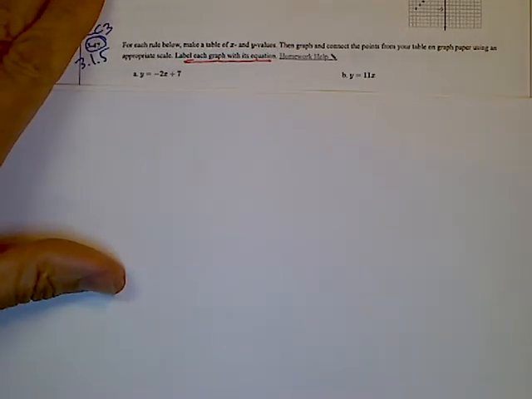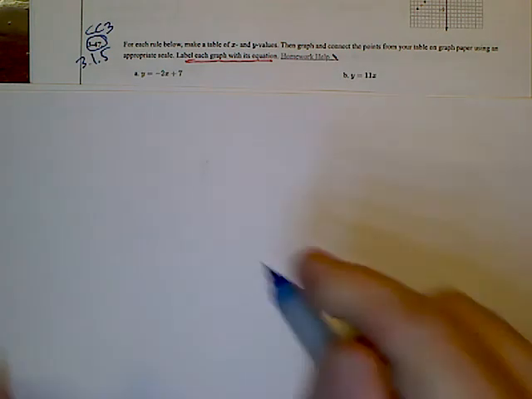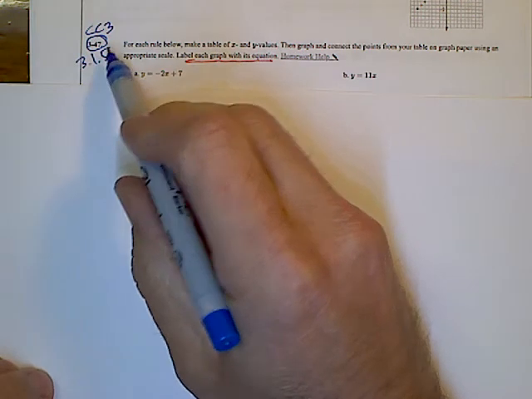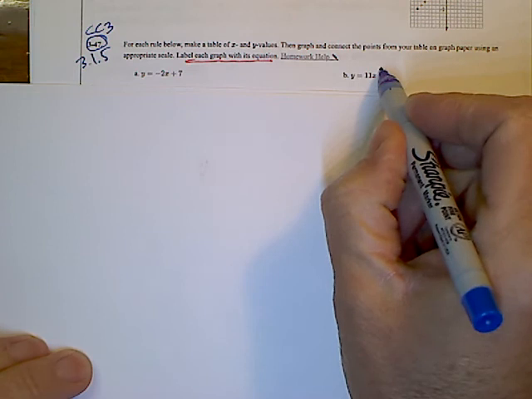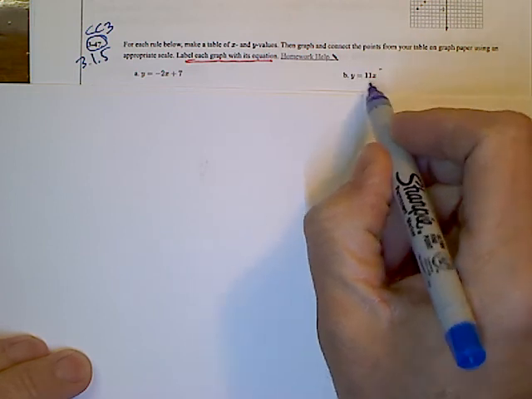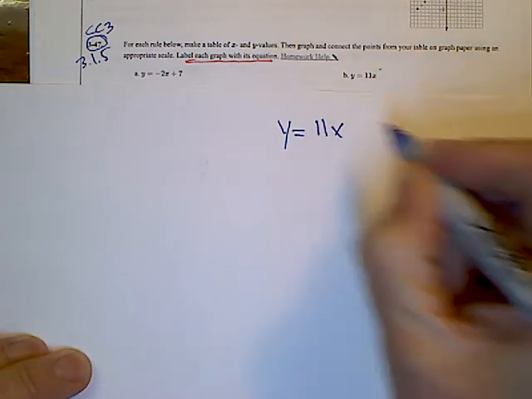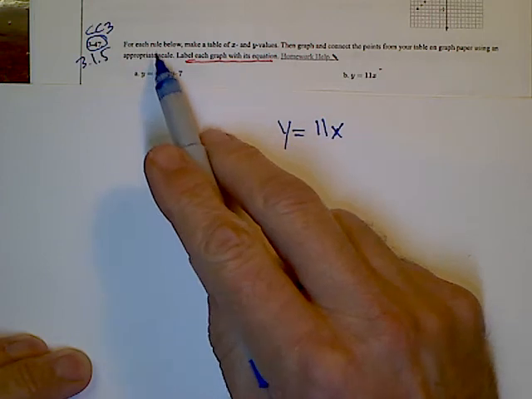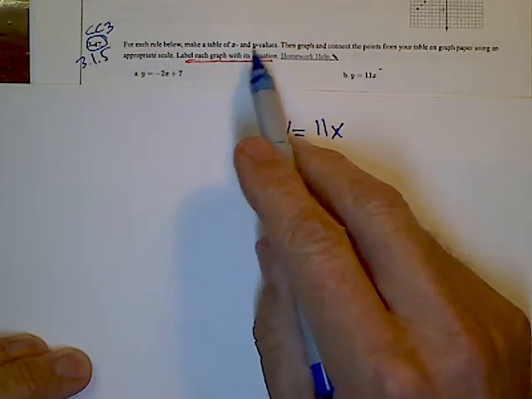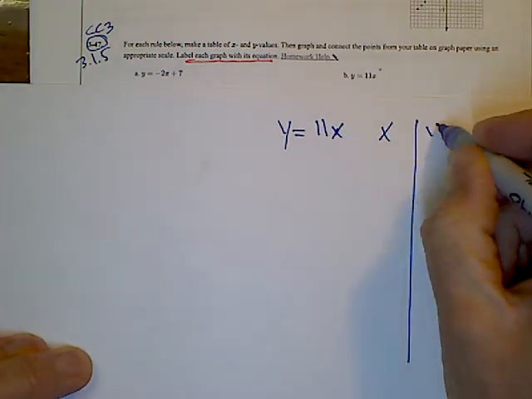Okay, we are looking at this from CC3, Section 3.1.5, number 347, and I'm going to look at equation or rule B, which I'll rewrite here: y equals 11x. So we need to create a table. For each rule, we need to create a table of x and y values, and then I need to graph it.